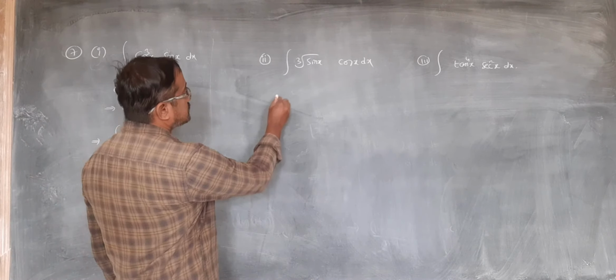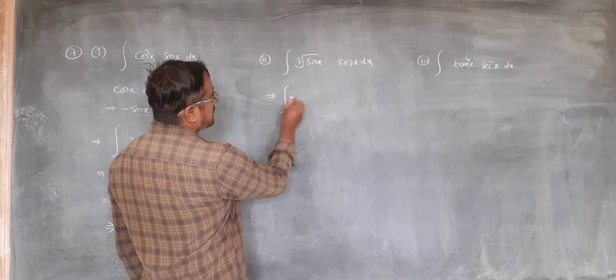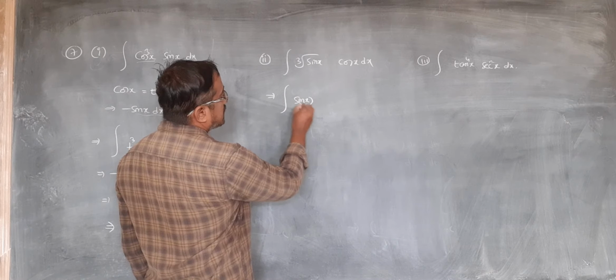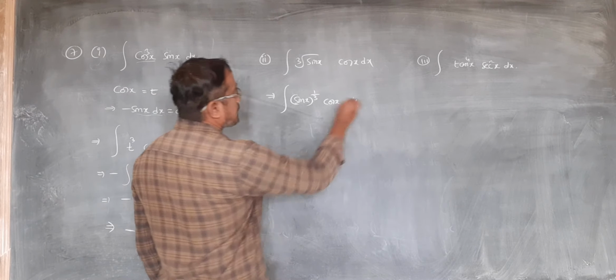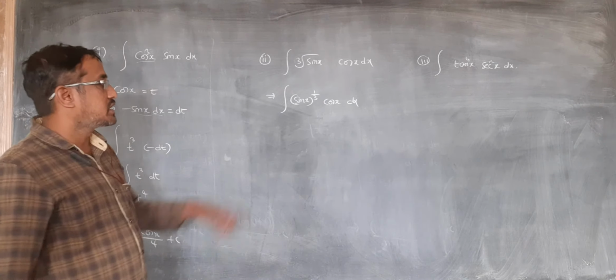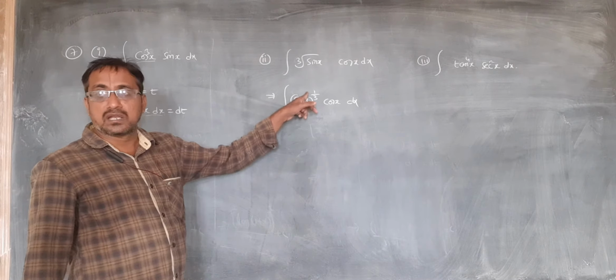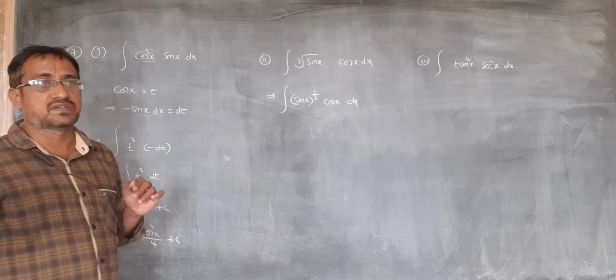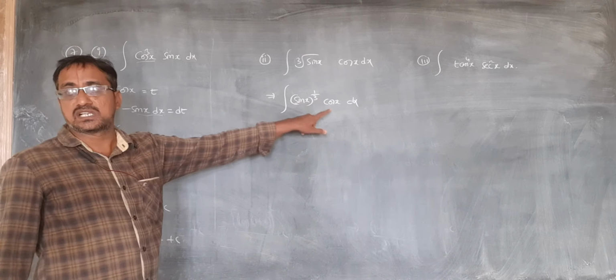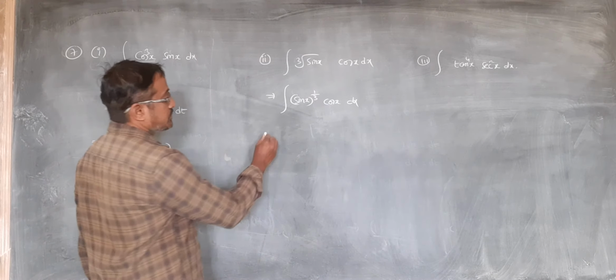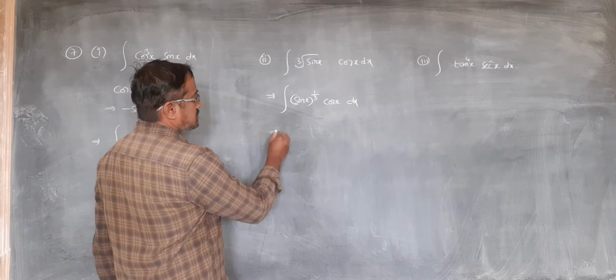Next problem. Integral, this can be written as sin x whole power 1 by 3 into cos x dx. Now you can see directly it is f power n of x into f dash of x. What is f of x here? Sin x. F dash x is cos x. So you can write that directly also.